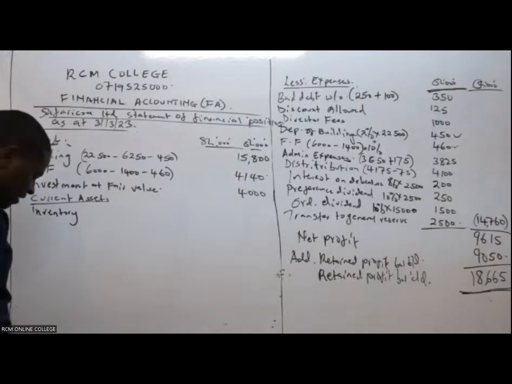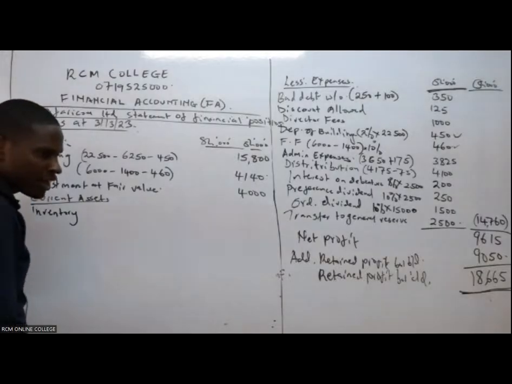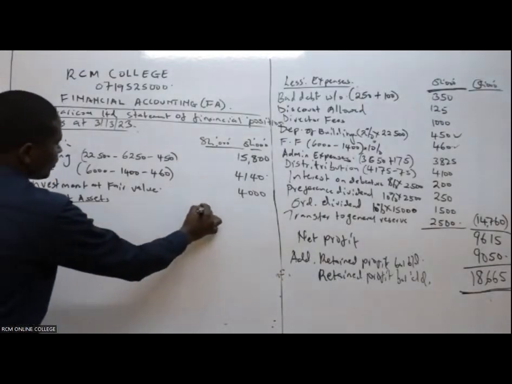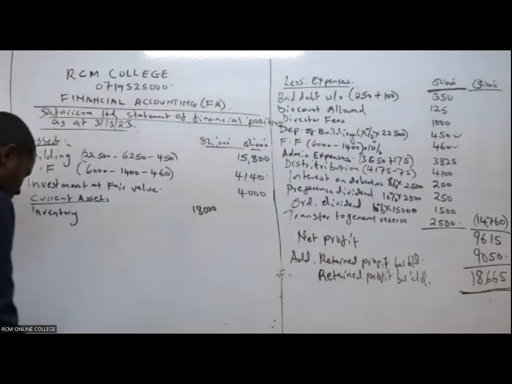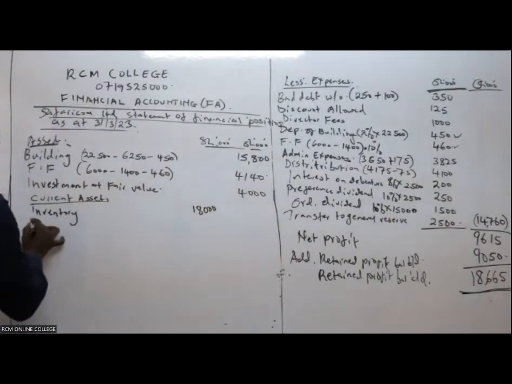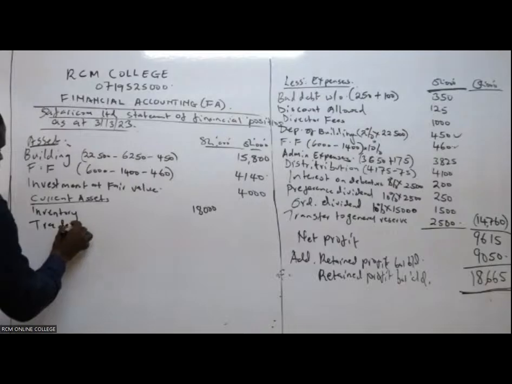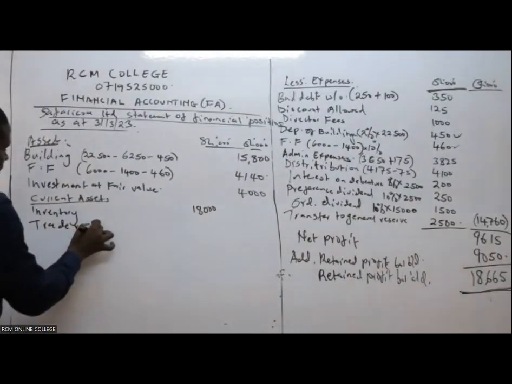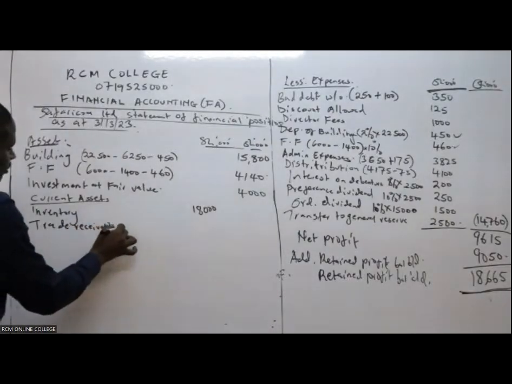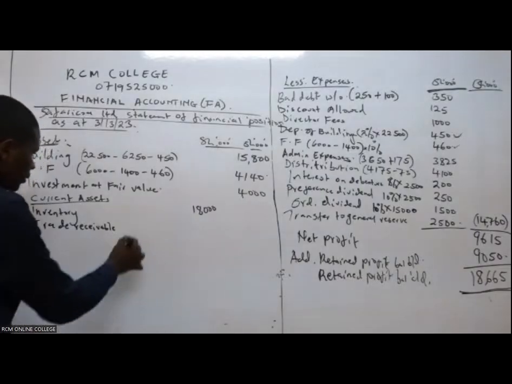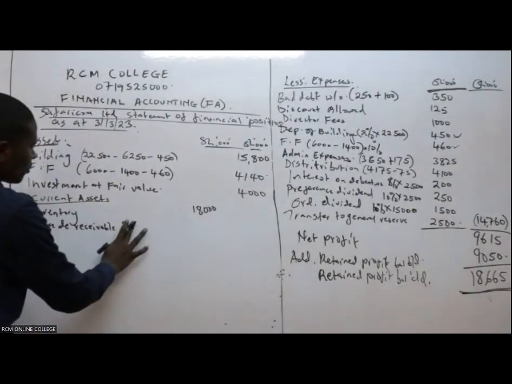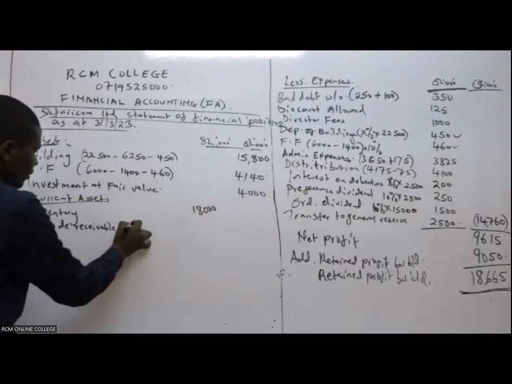Who can give me the value of our inventory? Can you see 18,000? Then we have trade receivable. Who can tell me what we reduce our trade receivable with? Which item do we reduce the trade receivable with? It was 8,250. What do we reduce our trade receivable with?